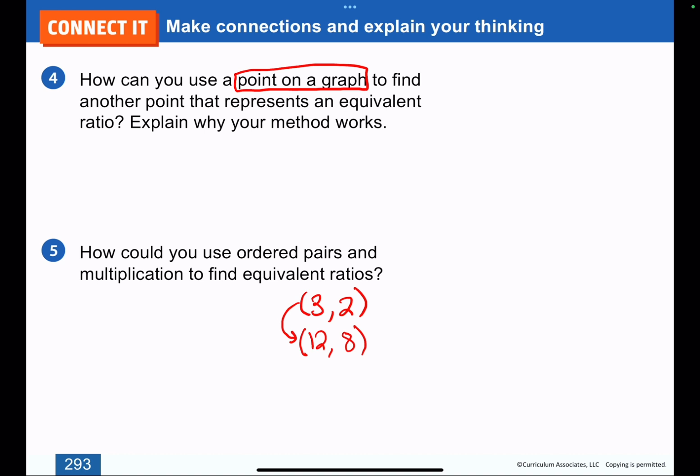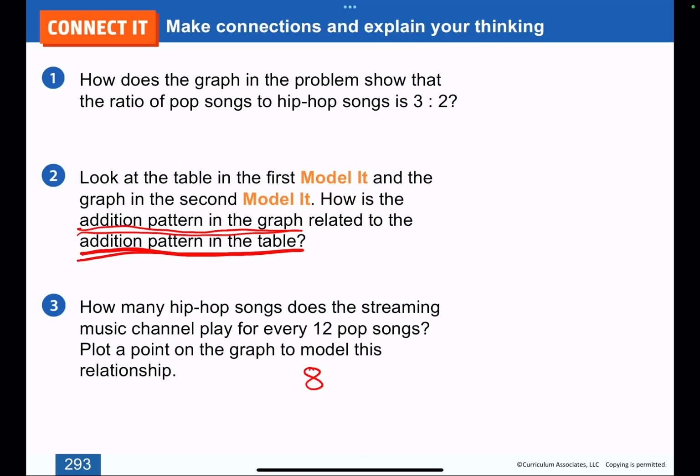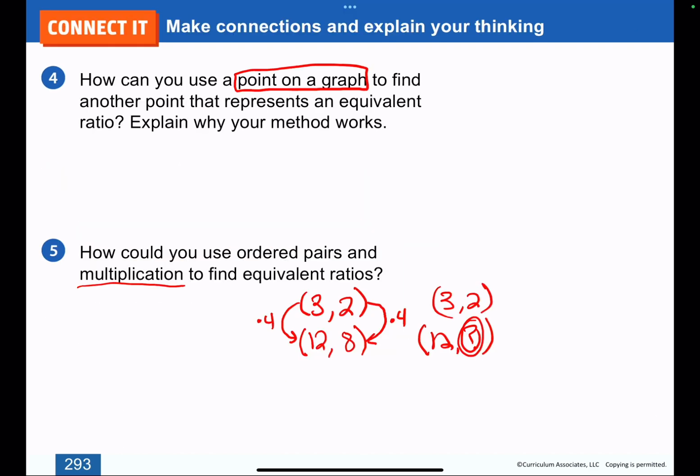So the question really is this: given just the ordered pairs, what goes here if these are equivalent ratios? Well, how do you go from 3 to 12? Using multiplication. That would be multiplying by 4. Well, then what did we have to do here? We also had to multiply by 4. And 2 times 4 gave us how many hip-hop songs we would have for 12 pop songs. So we can just use multiplication to get us there.